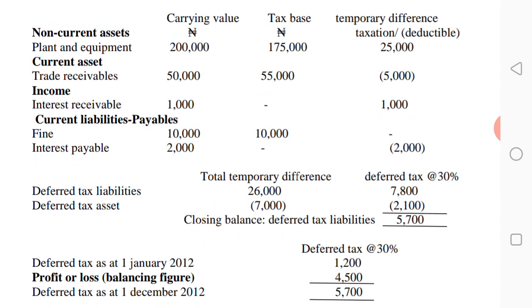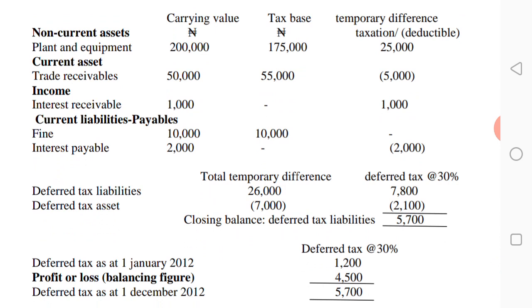Now we have to summarize the total temporary difference. For the deferred tax liability we have 25,000 plus 1,000, which is 26,000. Then for deferred tax assets we have 5,000 and 2,000, which is 7,000. So when you multiply by the tax rate, we have a liability as at the end of 2012 of 5,700.